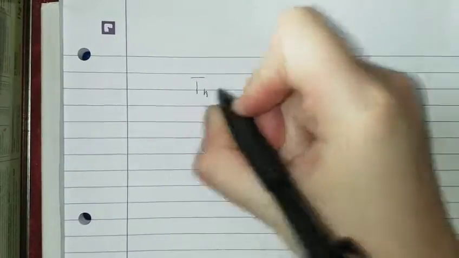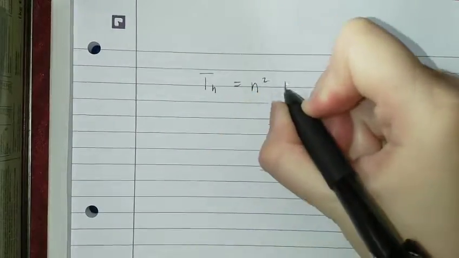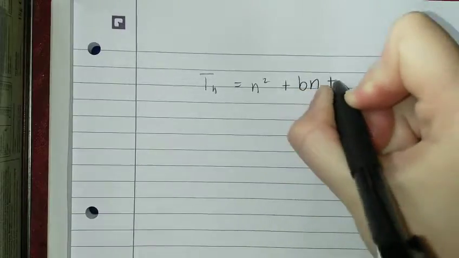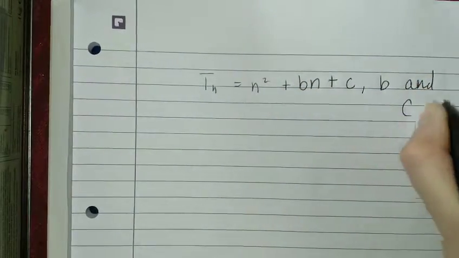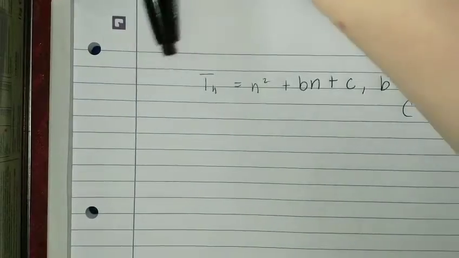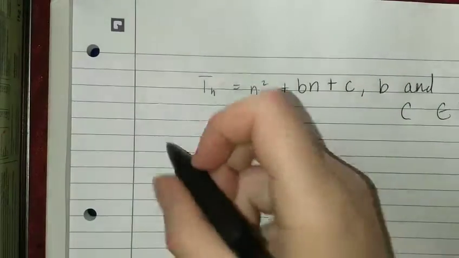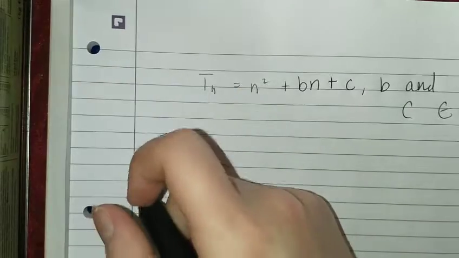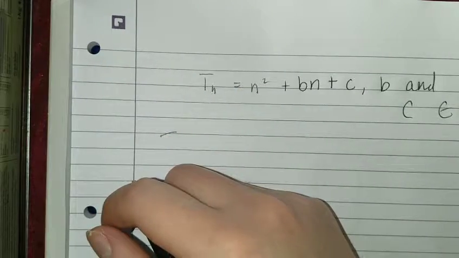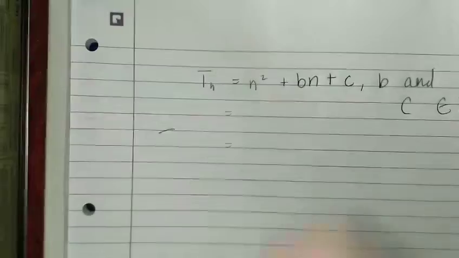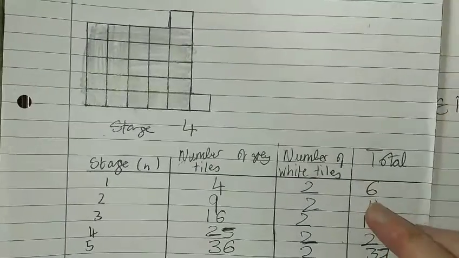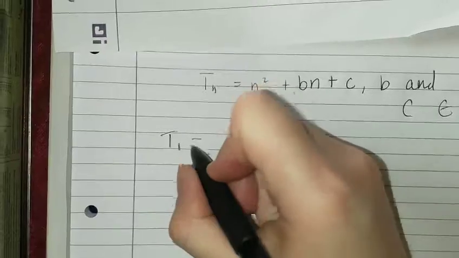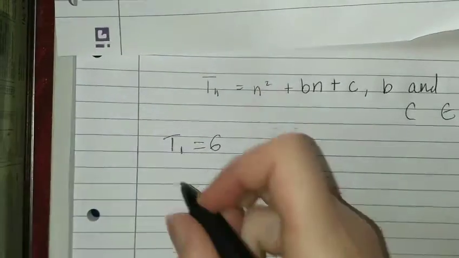Then we're told, assuming the pattern continues, the number of tiles in stage n, the general term, is given by n squared plus bn plus c, where b and c are elements of the natural numbers. We're dealing with the total number of tiles, and in stage 1 that's 6. I might just write out the pattern.